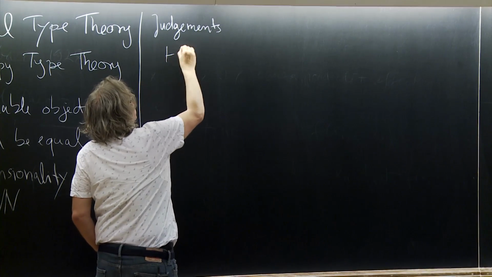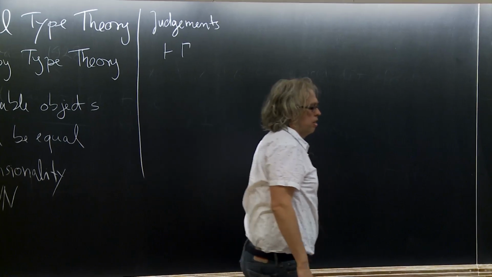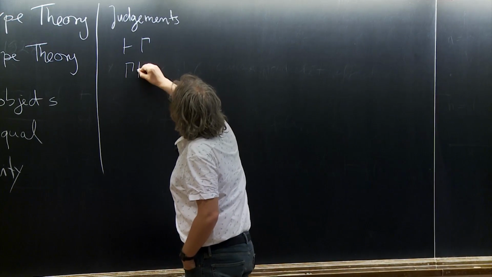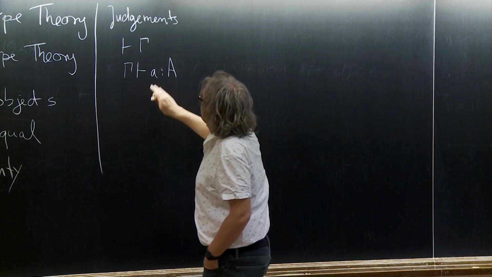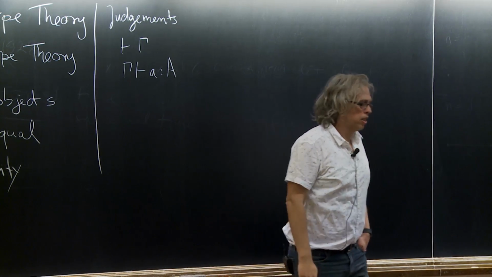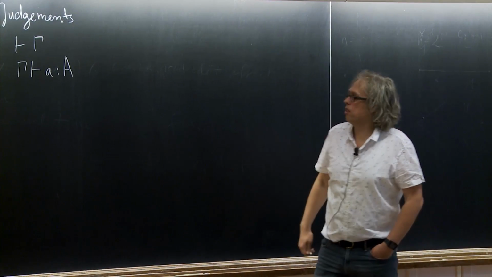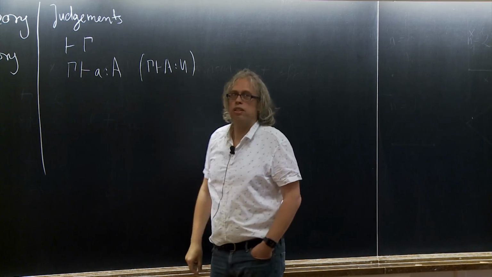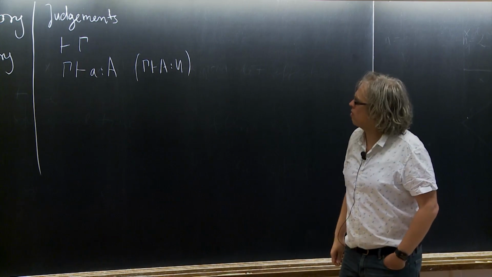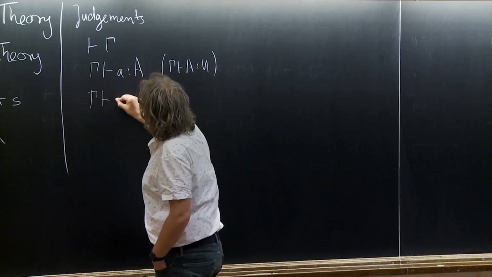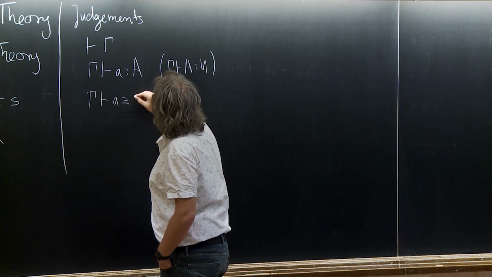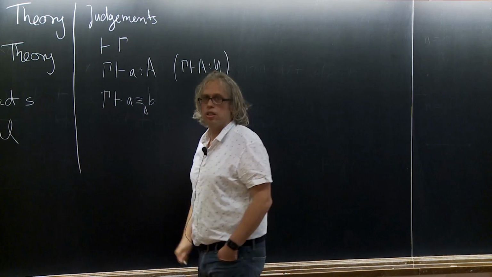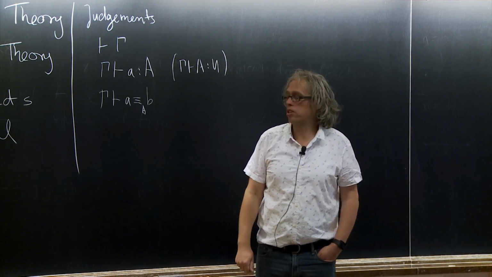So first of all, I'm going to talk about context, which are sequences of assumptions. Then the judgment that the term A has type big A. I'm not introducing a type judgment, but instead I say A has type U to say A is a type. So U is a universe. And then I can also say that two terms are equal if they have the same type. So this means judgmentally equal, or we also call it definitionally equal.